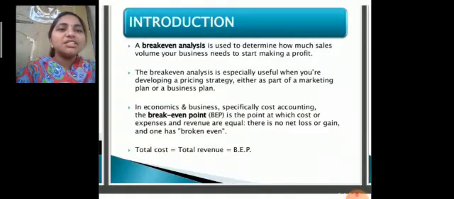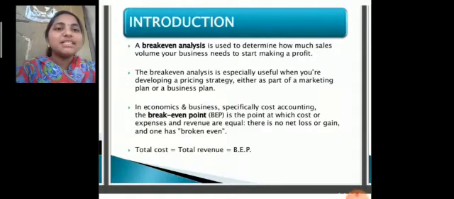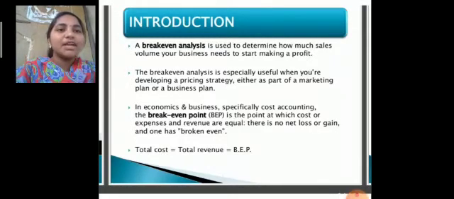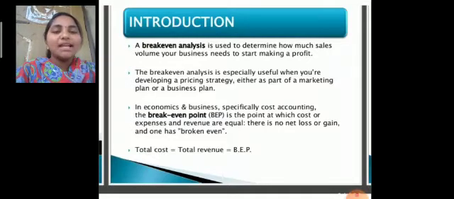The break-even analysis is especially useful when we are developing a pricing strategy, either as part of a marketing plan or business plan. In economics and business, especially cost accounting, the break-even point (BEP) is the point at which costs or expenses and revenue are equal. There is no net loss or gain, and one has broken even. Total cost is equal to total revenue at the break-even point.